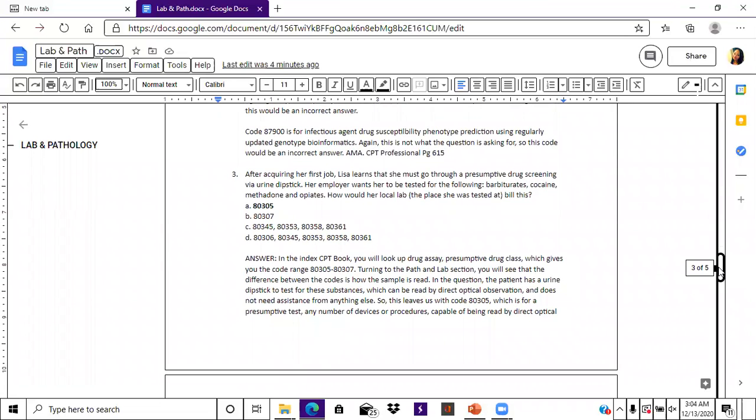Question 3. After acquiring her first job, Lisa learns that she must go through a presumptive drug screening via urine dipstick. Her employer wants her to be tested for the following: barbiturates, cocaine, methadone, and opiates. How would her local lab or the place where she was tested bill this? You see, we have 80305, 80307, and then for C, we have an array of options. And for D, we have an array of options as well.